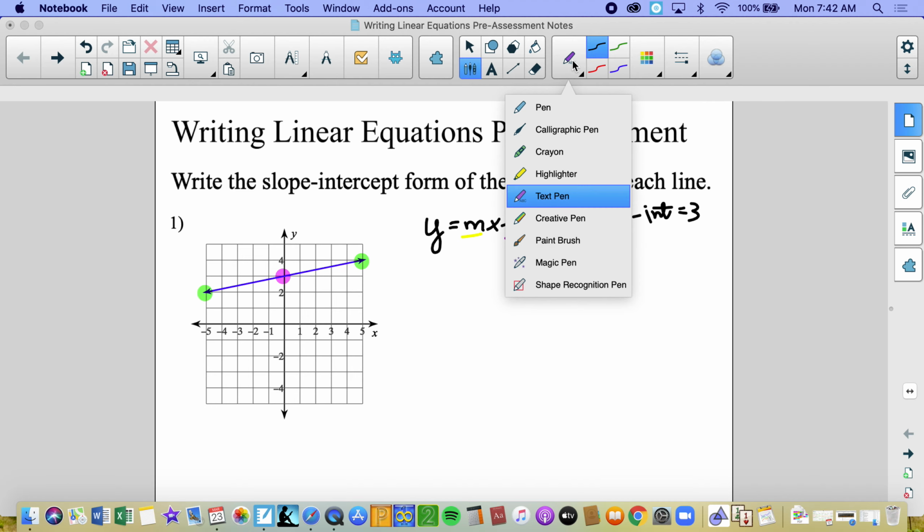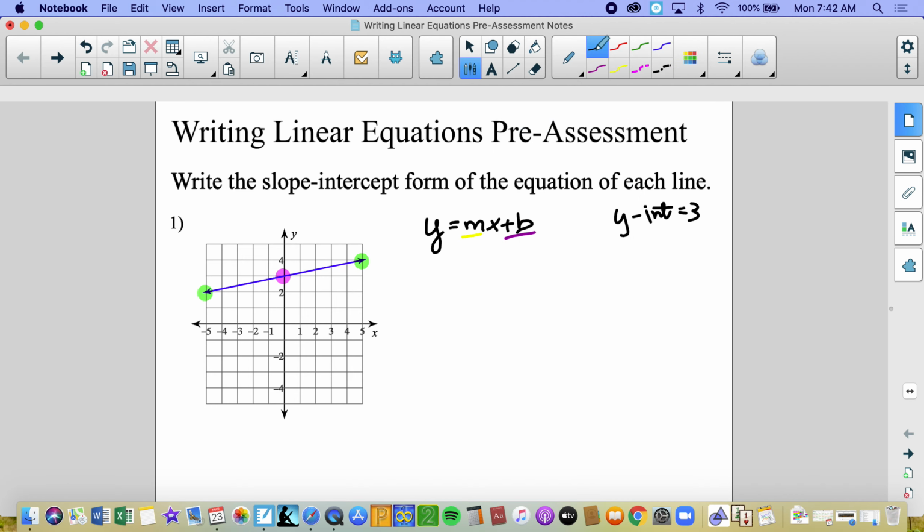I don't need the text pen, that's not what I want. I want just a traditional pen.